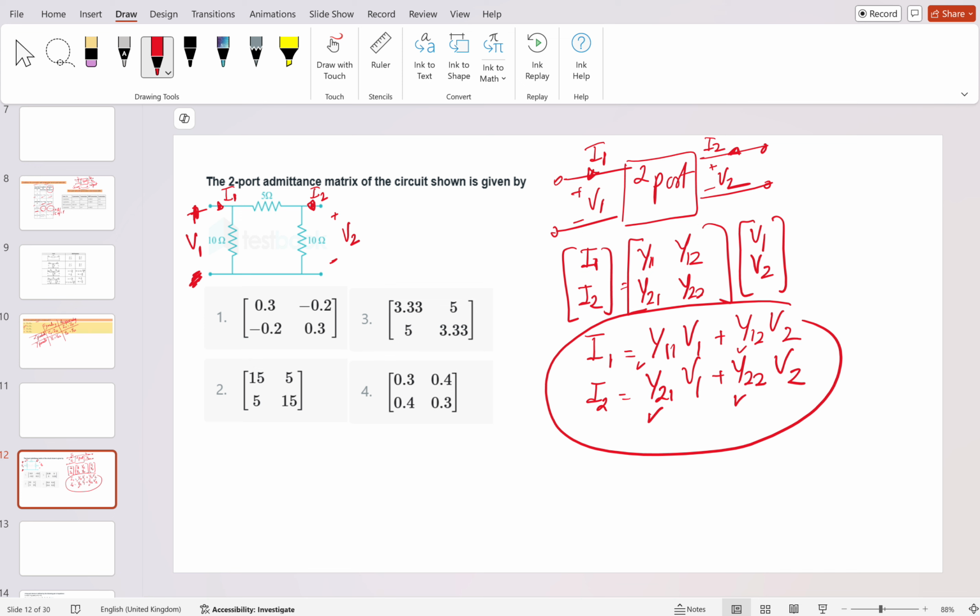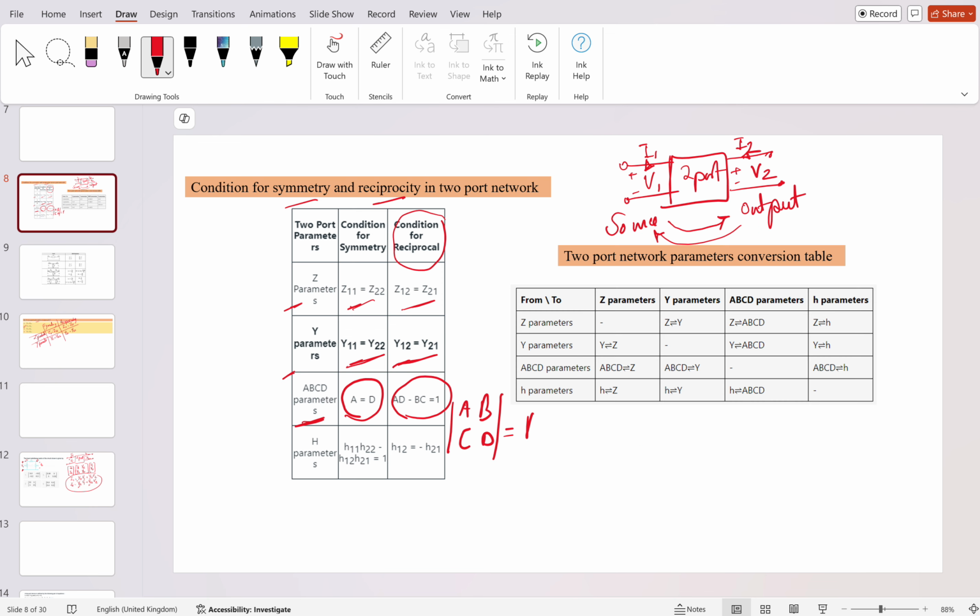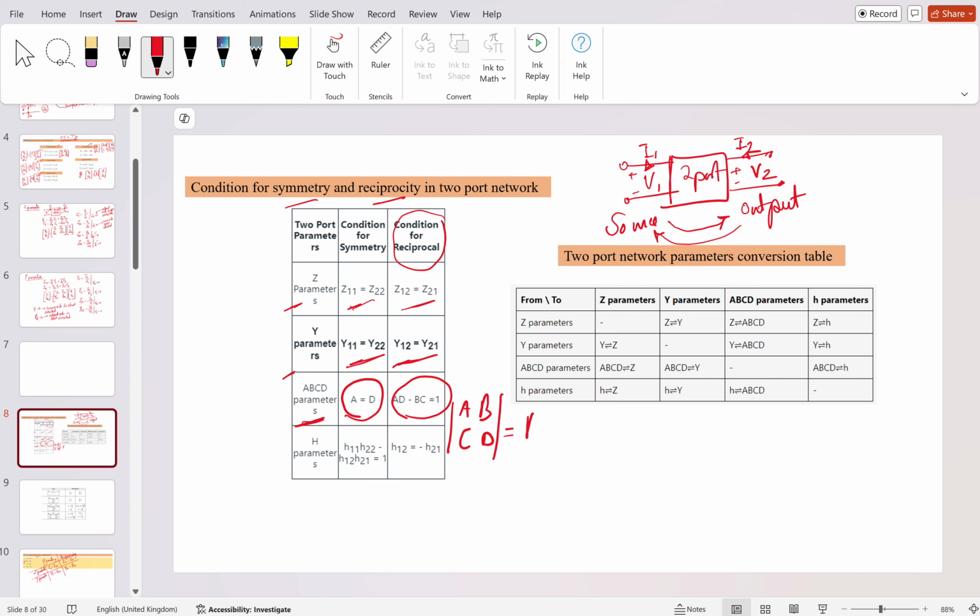So I got one question: sir, in the table you wrote, can you read out the Y parameter reciprocal condition? Okay, so this is basically the reciprocal condition for the Z parameters. Let me again go through that.